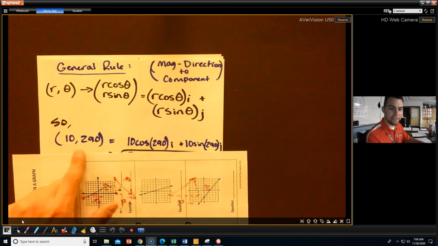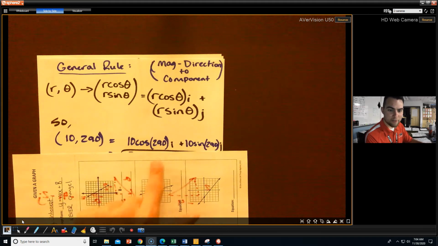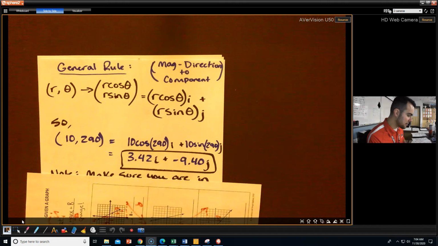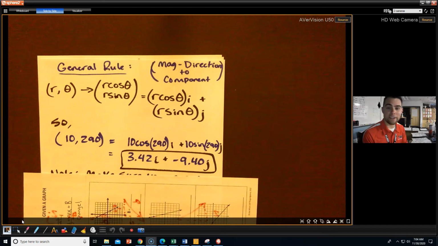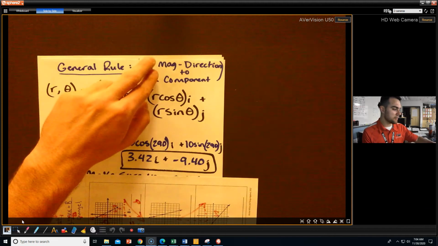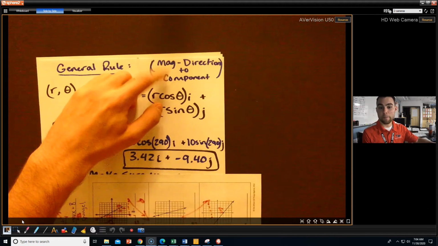So if I take this guy, here's the magnitude, 10, here's my angle, theta, and there we go. I'm going to put 10 cosine 290 in my calculator. Again, make sure it's in degrees. And we end up getting 3.42i. And I put plus minus, but you could just put minus 9.40j. And that's it. Just use this general rule to go from magnitude direction to component form.